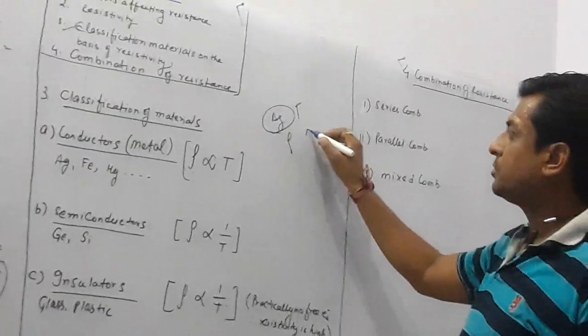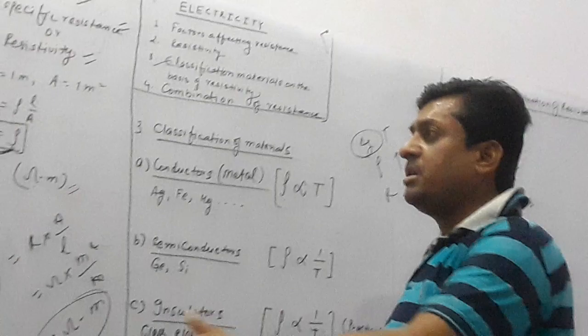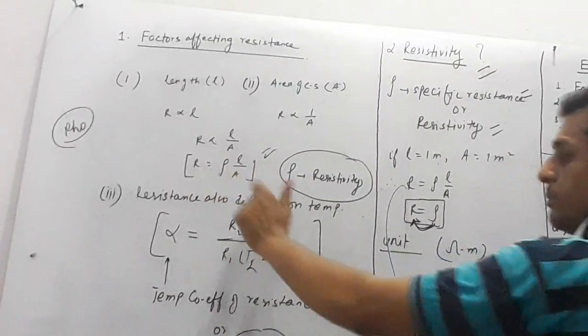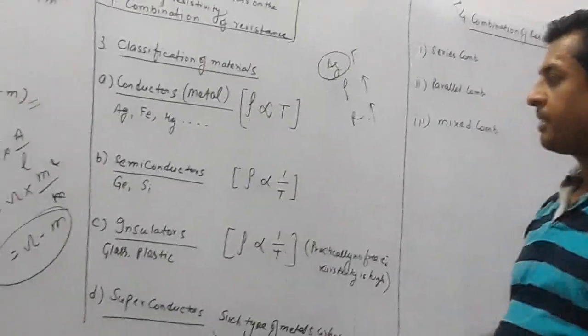Its resistivity will also increase. Resistivity increases, that is why its resistance will also increase, because resistivity and resistance are directly proportional to each other. So such types of materials are called conductors.